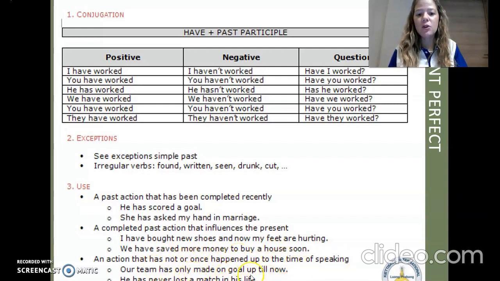Our team has only made one goal up until now. He has never lost a match in his life. So it has not happened, or only once. That is it for present perfect.